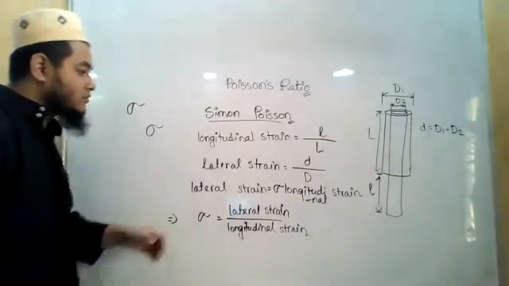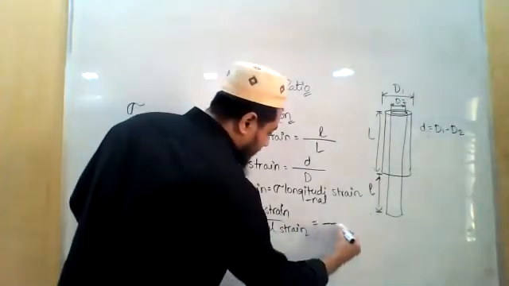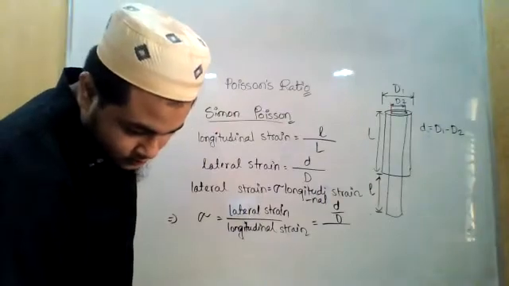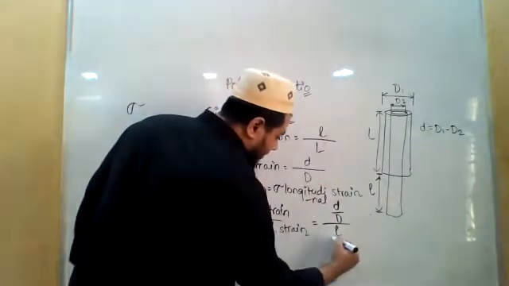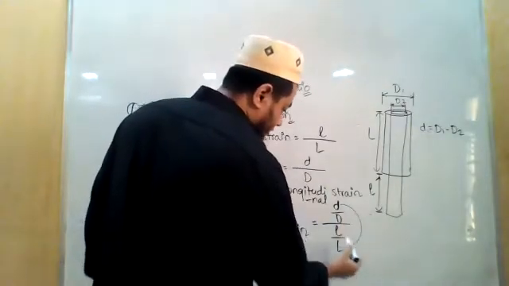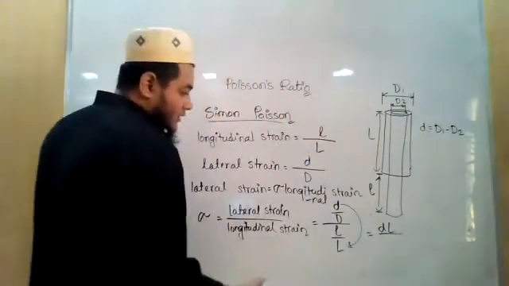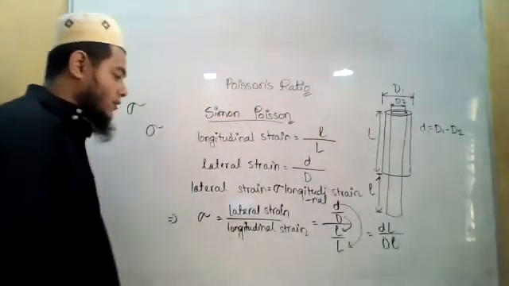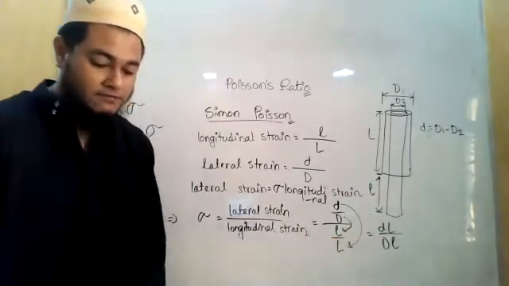Now we will try to develop an equation for this sigma. Lateral strain, we already got to know that it is small d by capital D, divided by small l by capital L. Then according to what I told you already, multiply the upper one and the bottom one, so it will be small d into capital L over capital D into small l. So this is the equation for calculating sigma. Anybody have any doubt?